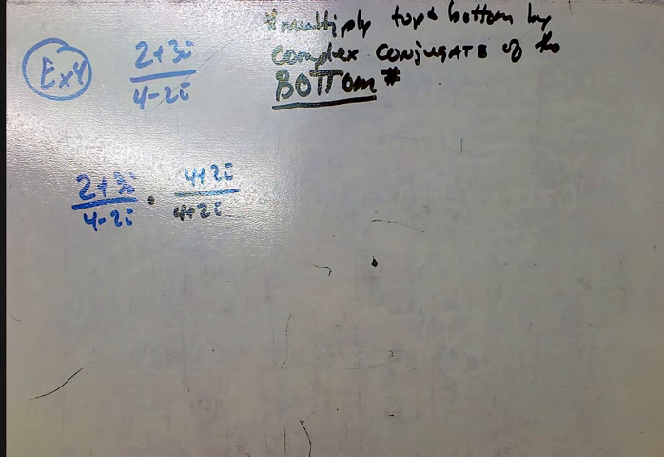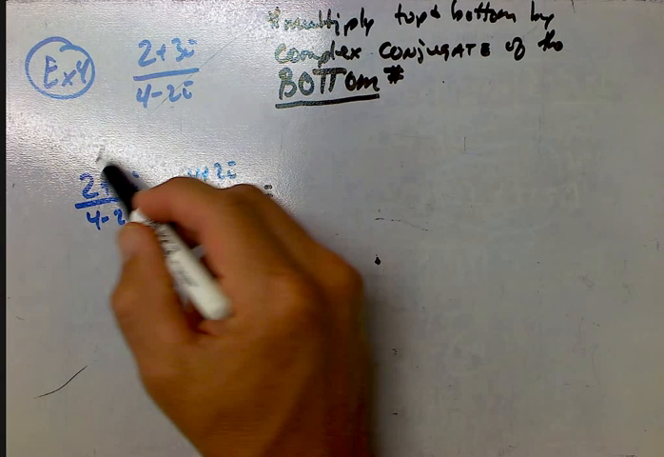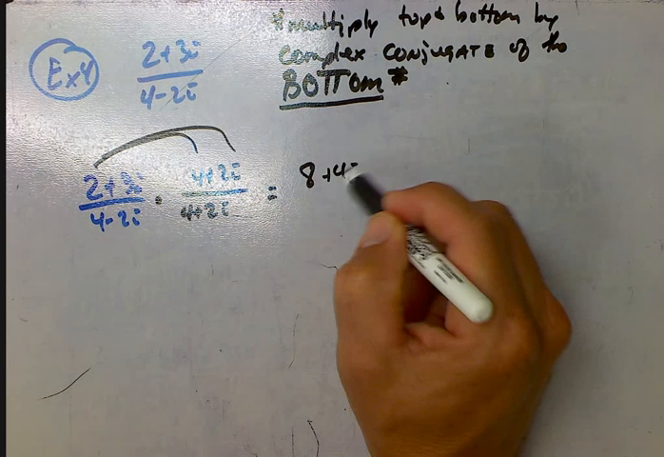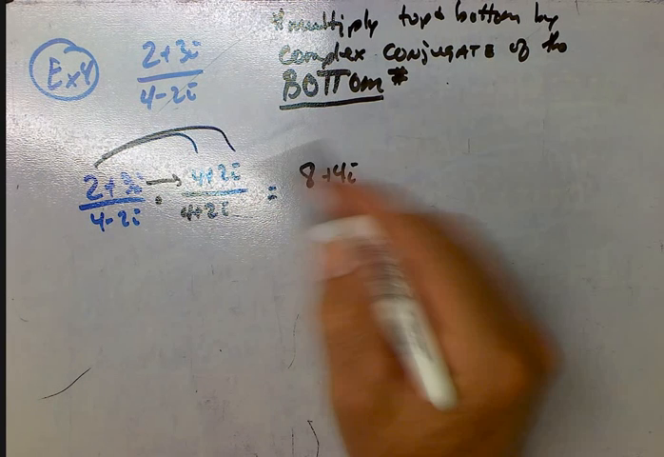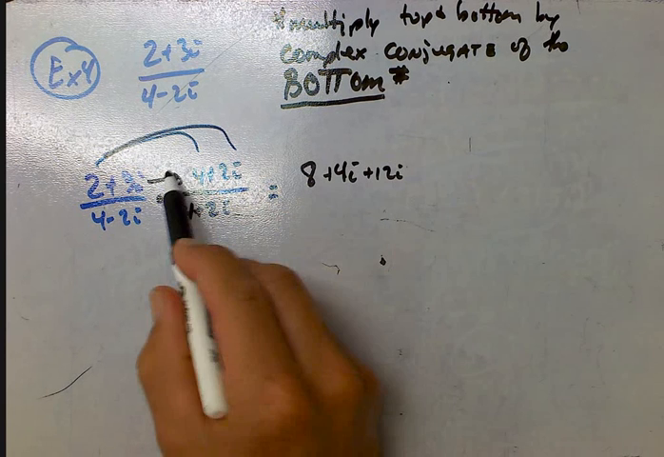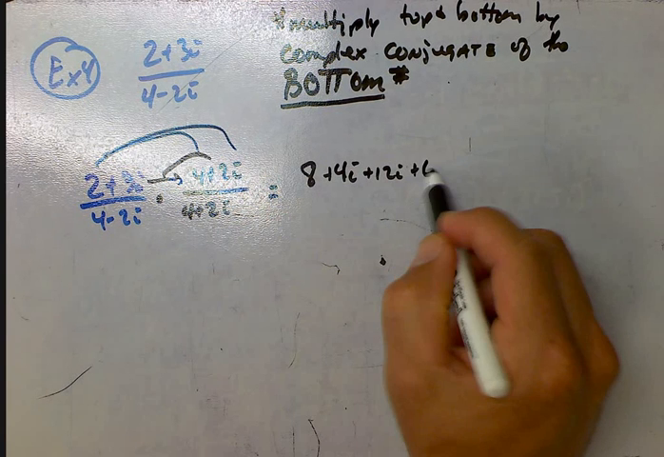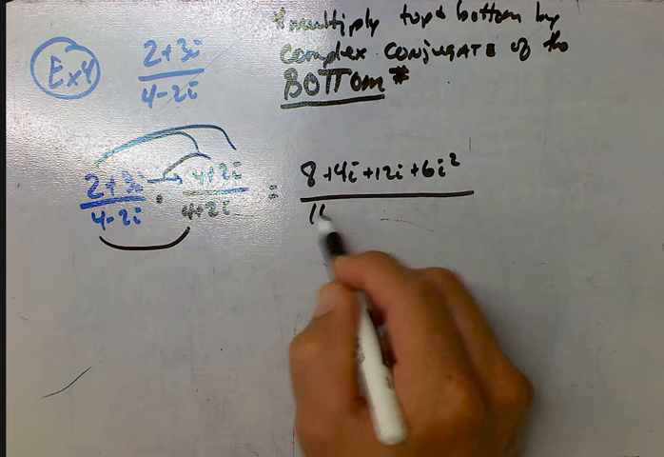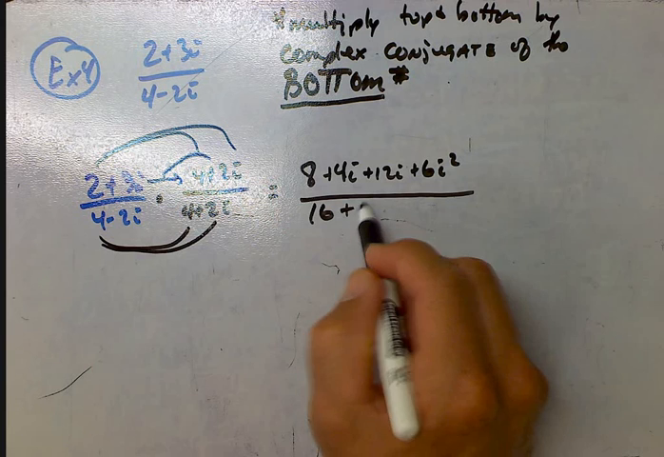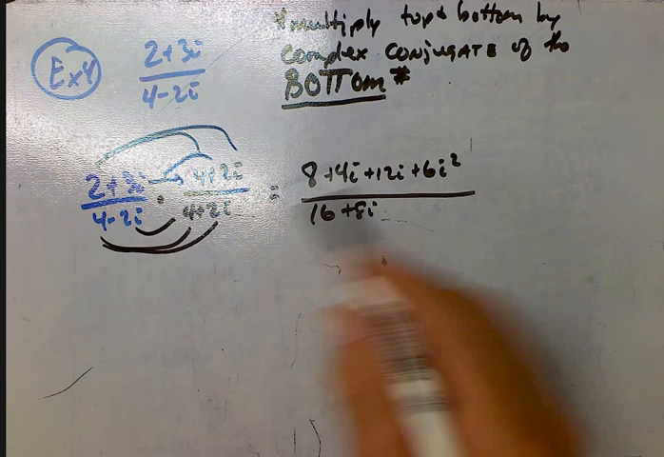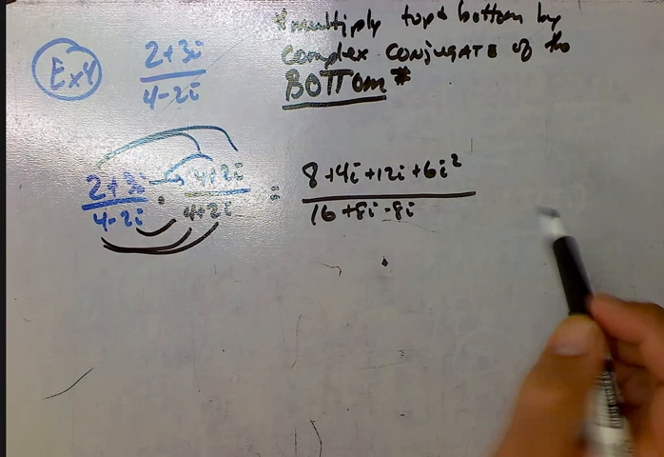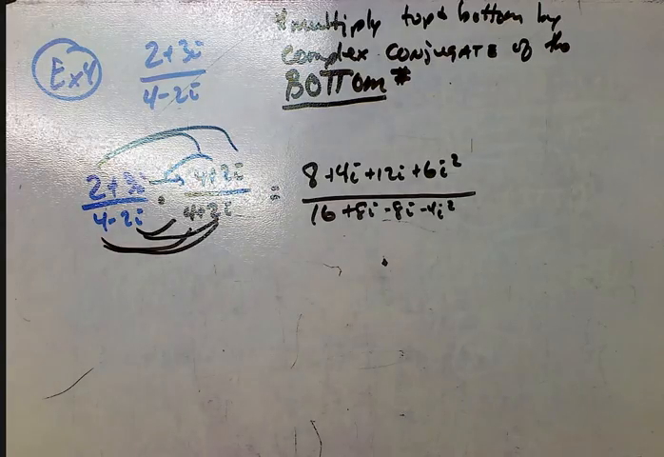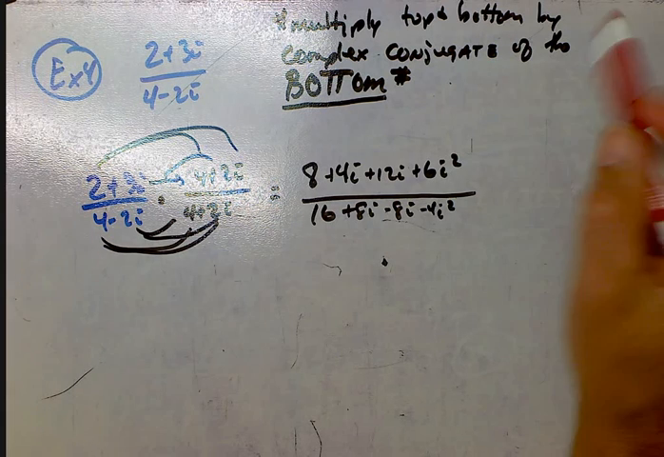So on the top, 2 times 4 is 8, 2 times 2i is plus 4i, 3i times 4 is plus 12i, and then 3i times 2i is plus 6i squared. On the bottom, 4 times 4 is 16, 4 times 2i is 8i, negative 2i times 4 is negative 8i, and negative 2i times 2i is negative 4i squared. Again, we need to recall that i squared is negative 1.